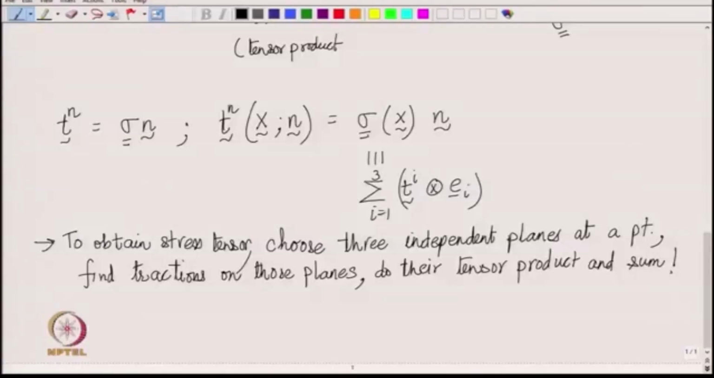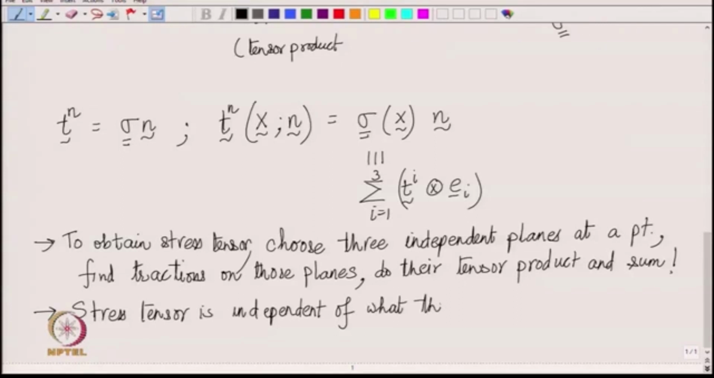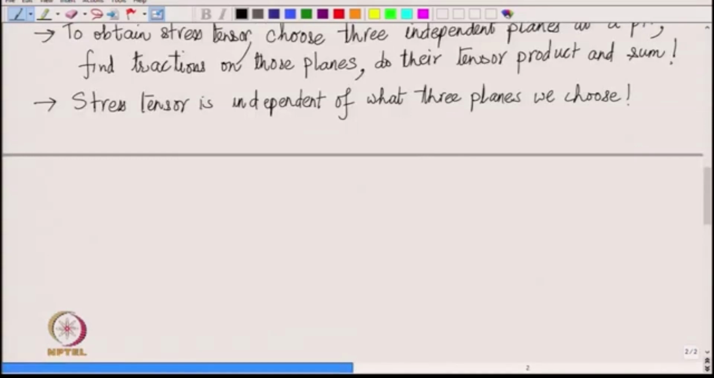Okay. So, I am also going to write it here again. Stress tensor is independent of what three planes we choose. All right.